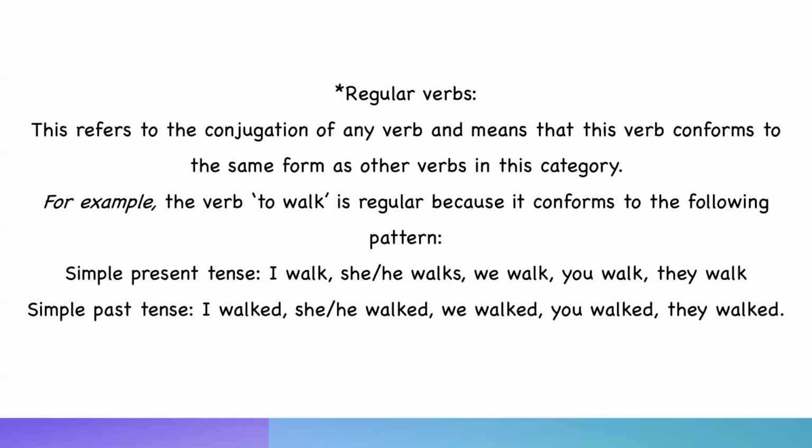Regular verbs refers to the conjugation of any verb, and this means the verb pattern conforms to the same as other verbs in this category. For example, the verb to walk is regular because it conforms to the following pattern. Have a look at this. The simple present tense, I walk, he or she walks, we walk, you walk, they walk. Simple past tense, I walked, he, she walked, we walked, you walked, they walked. A simple pattern that's very clear.